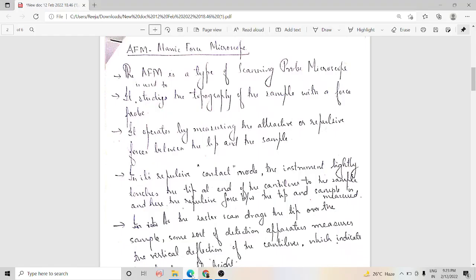Hi students, in today's session we are going to discuss AFM, that is the atomic force microscope. Atomic force microscope is an important equipment used for the surface characterization of nanomaterials, that is, for studying the surface structure of these materials. It is based on the scanning probe microscopy technique.